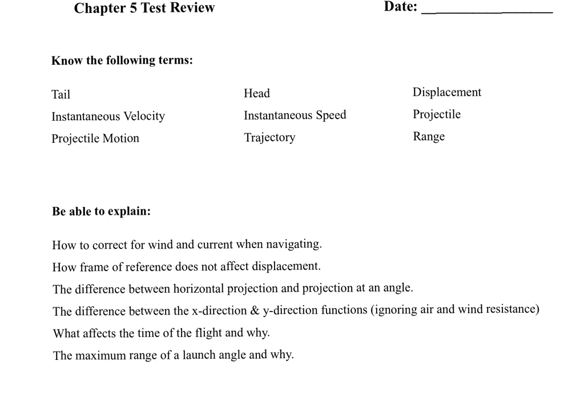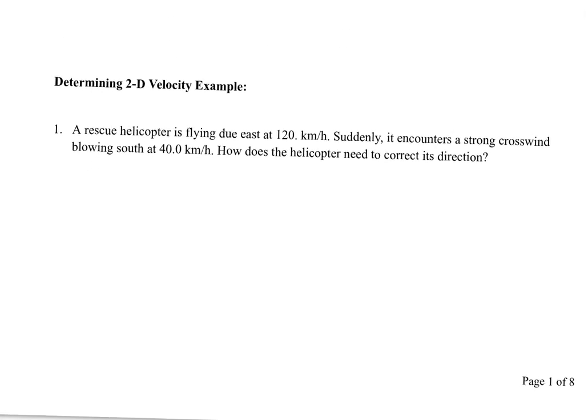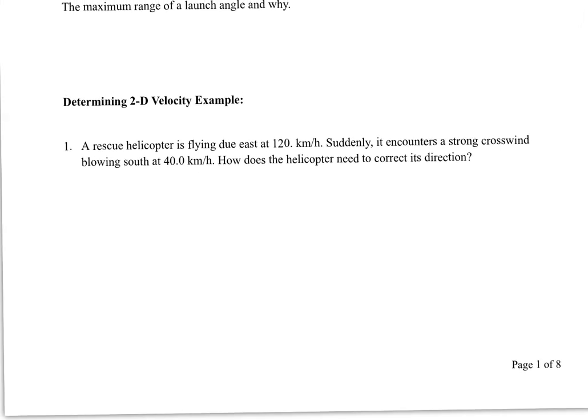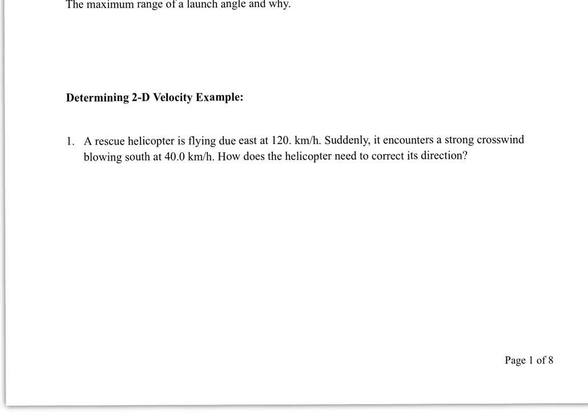All right, so the first example that we're going to do together is determining two-dimensional velocity. So this is going to feel very familiar to what we've done before, except it's asking how to correct. So you have to first figure out where it's being pushed and then do the opposite. So it's a little bit different than last chapter, but it's going to feel very much the same. So it tells us that it is flying due east at 120 kilometers per hour. It encounters a strong crosswind blowing south at 40 kilometers per hour. How does it need to correct its direction?